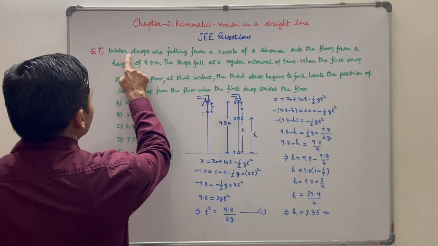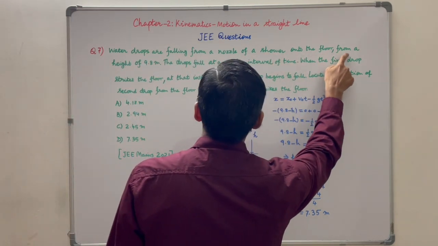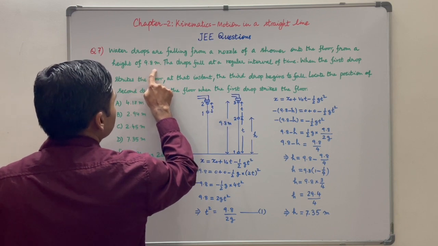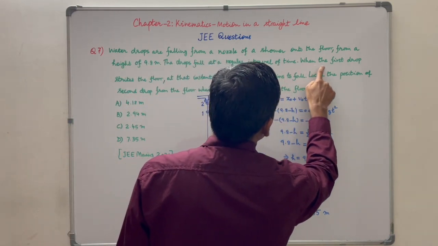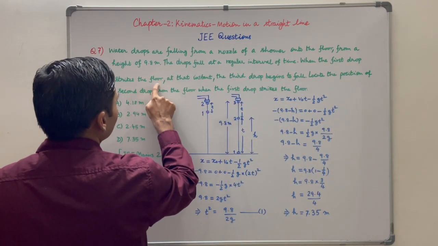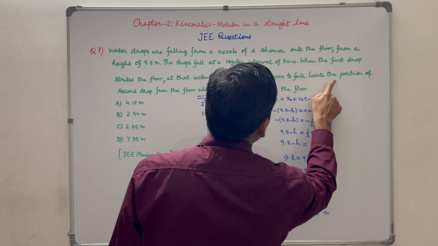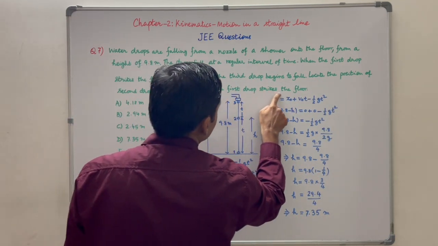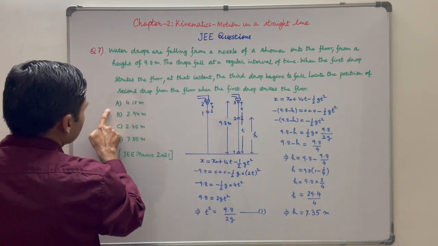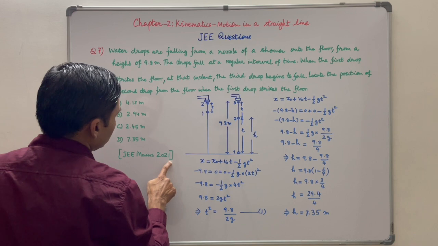Seventh question, water drops are falling from a nozzle of a shower onto the floor from a height of 9.8 meter. The drops fall at a regular interval of time. When the first drop strikes the floor, at that instant, the third drop begins to fall. Locate the position of second drop from the floor when the first drop strikes the floor. These are the options given. This question appeared in JEE Mains 2021.